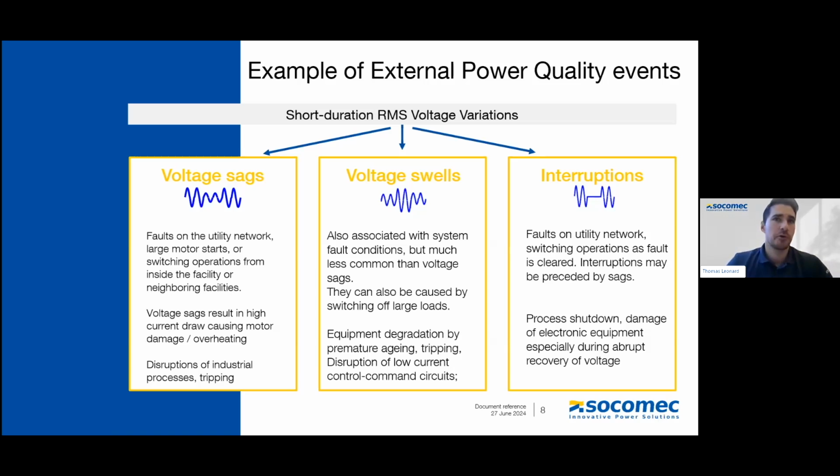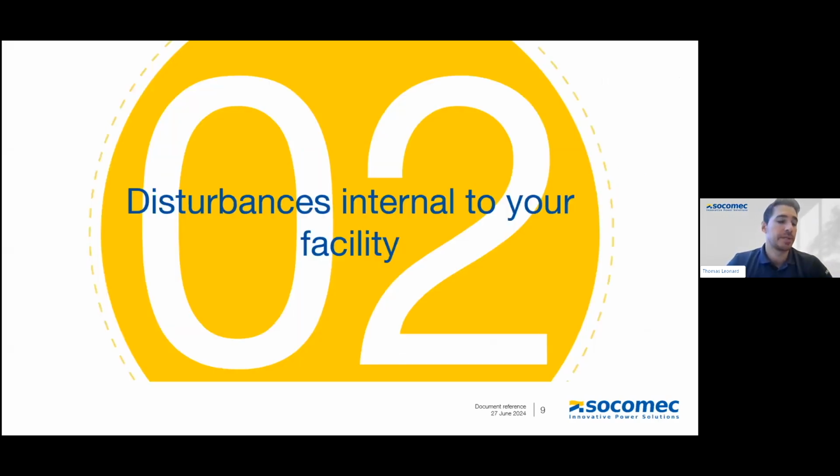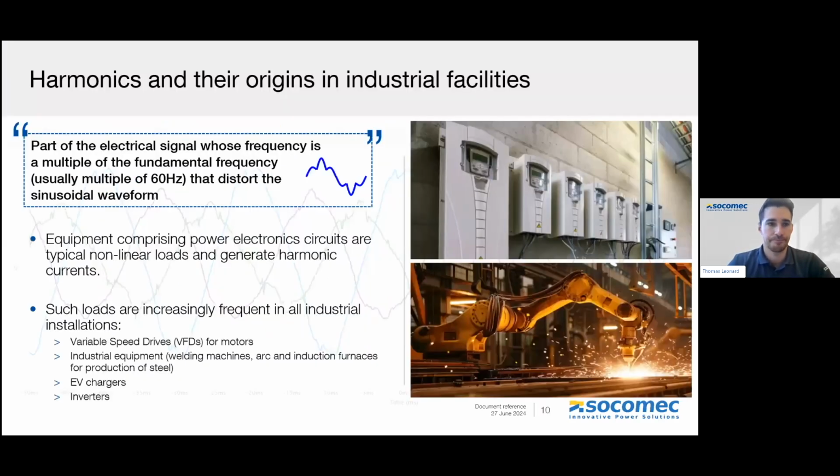Now we're going to focus a little bit more on the disturbances that are internal to the facility. This is what you have more control over. And that's why I'm going a little bit faster on the events that are external, because you're undergoing those events, you're passive to those events. The ones internal to your facility can be anticipated if the proper monitoring solutions are implemented.